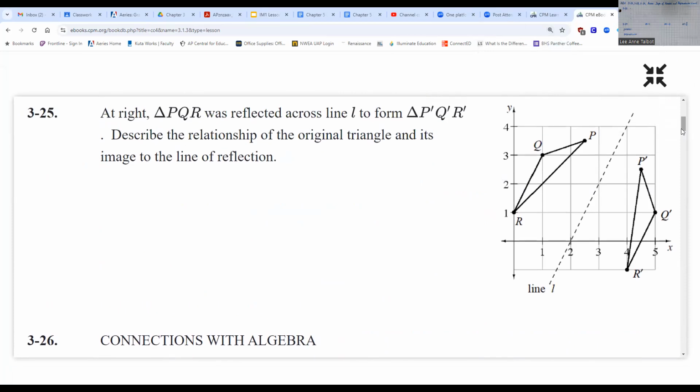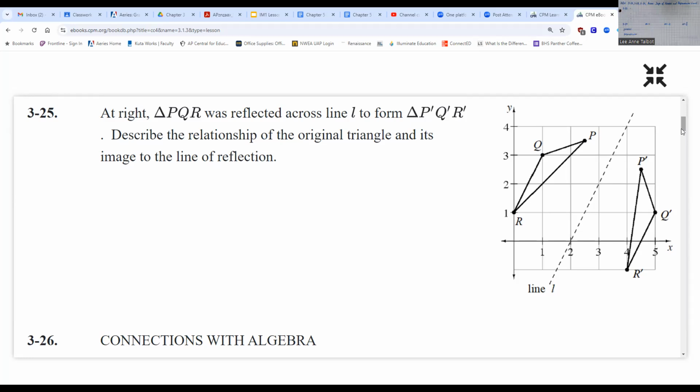So this is just like number 6 that we did on Friday. At right, triangle PQR was reflected across line L to form triangle P prime, Q prime, R prime. Describe the relationship of the original triangle and its image to the line of reflection.